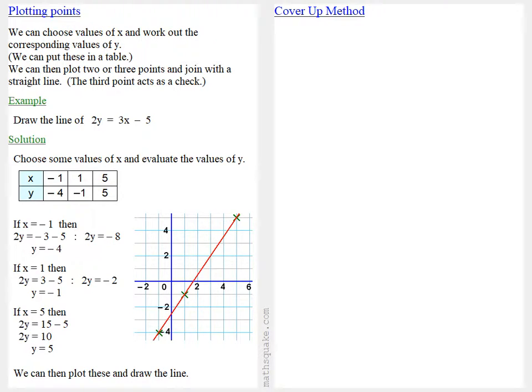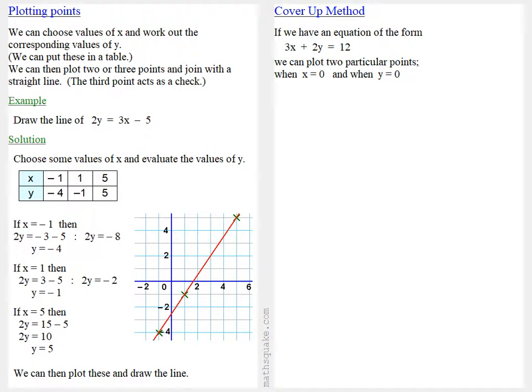Another way of drawing the graph is what's known as the cover-up method. This is quite quick, but does not always work. So if we have an equation of the form 3x plus 2y equals 12, then we can use this method. We can plot 2 particular points, and we choose when x is 0 and when y is 0.